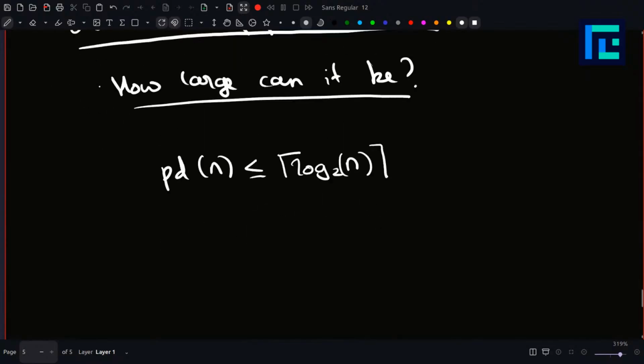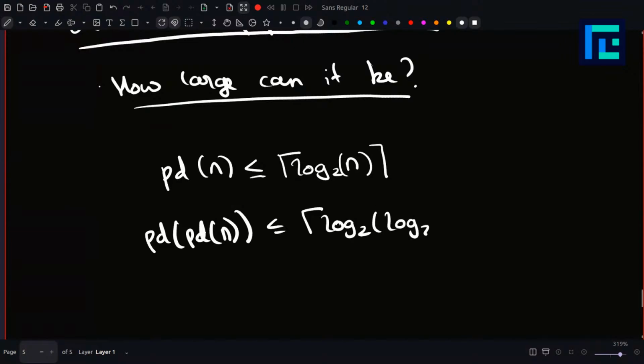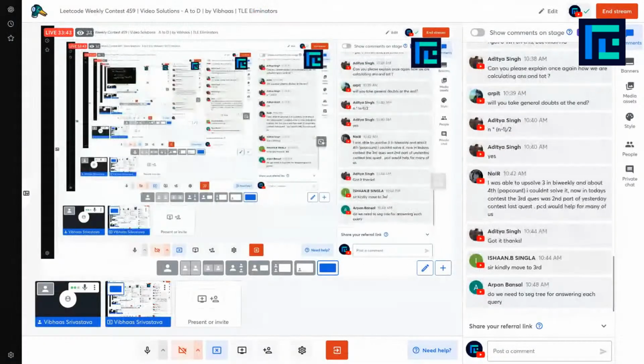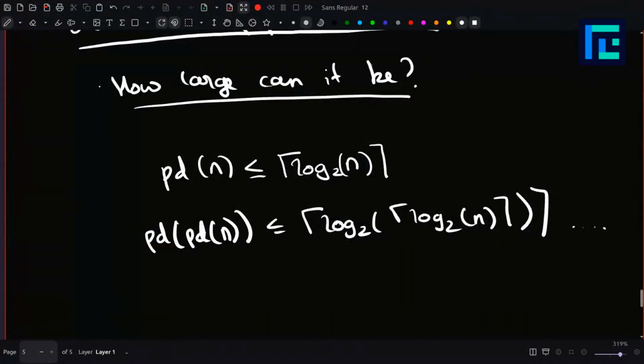So what happens if we repeatedly do pop count depth? We need to repeatedly do it until it becomes 1. So this will be less than log 2 of n, then log 2 of log 2 of n, something like this, roughly. And so on, the pattern will continue. Do you get me?